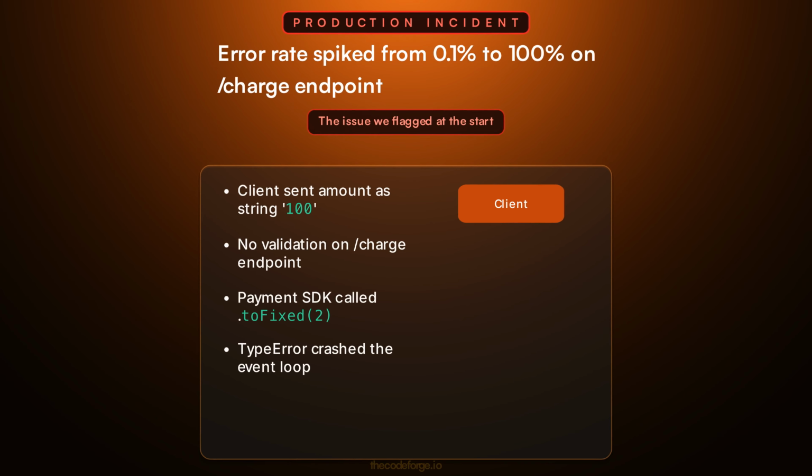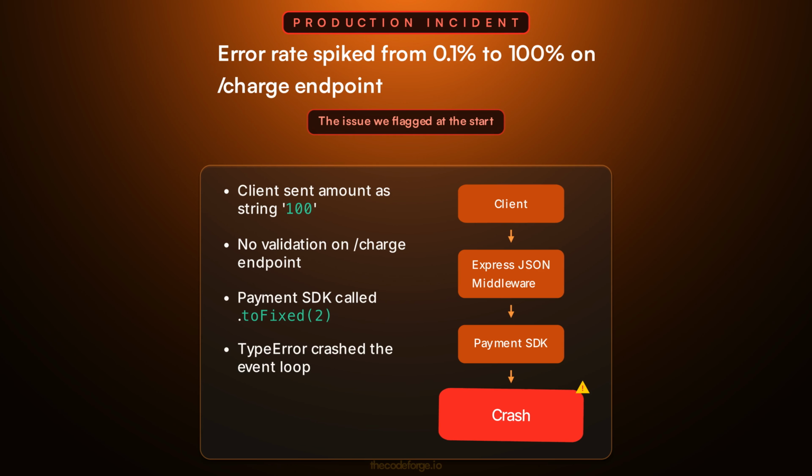This is the same issue we highlighted at the start. Here's exactly why that happened. The charge endpoint did not validate the amount field. A client sent amount, 100, as a string. The payment software development kit expected a number and called amount.toFixed(2), which threw a type error. This unhandled exception crashed the Node.js event loop because there was no try-catch.